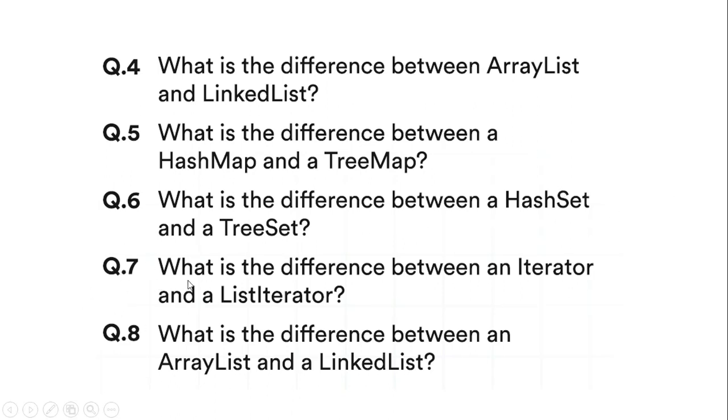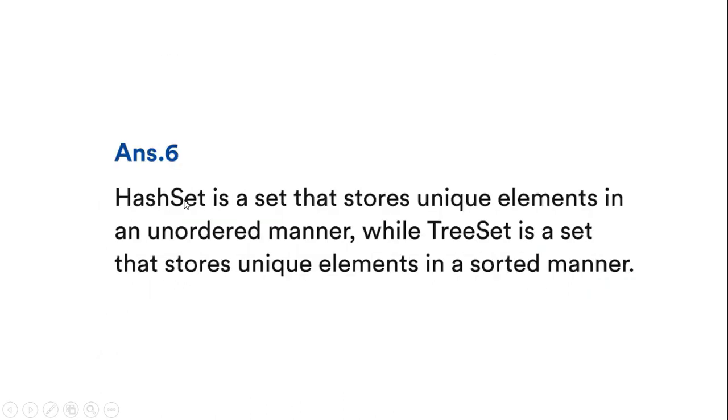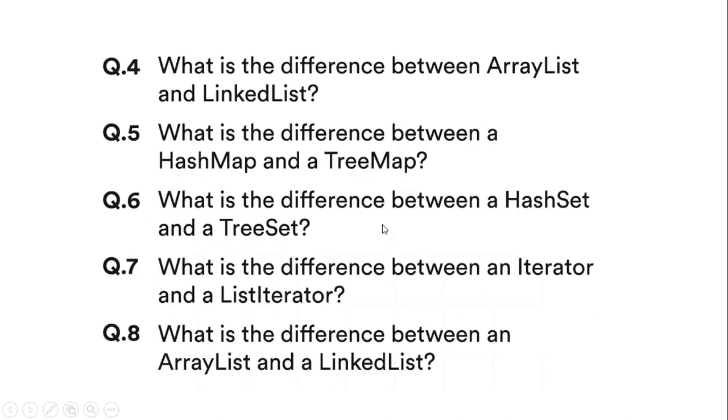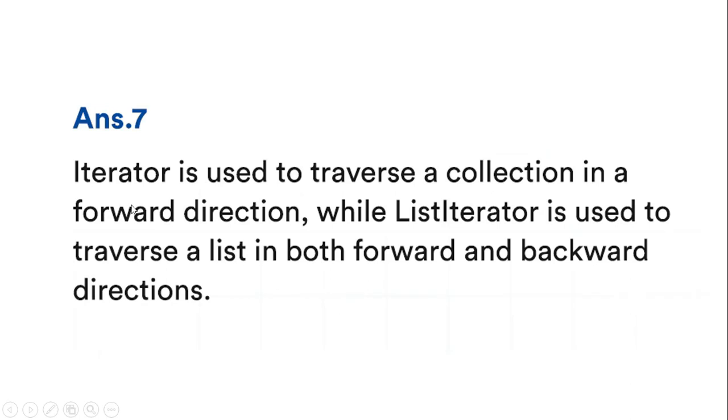Next question, what is the difference between an iterator and a list iterator? Iterator is used to traverse a collection in a forward direction. So iterator, as you know, works like a for loop, it is also known as an enhanced for loop.